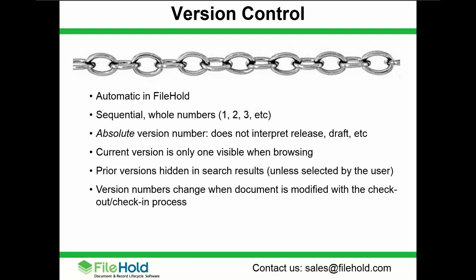The version numbers change when the document is modified through the check-in, check-out process, or check-out, check-in, however you want to say it. And again, that's the only thing that ticks those numbers up. So it doesn't matter what's being done to the document, whether it's been opened, whether the metadata has been modified. We're talking about when the document itself, the core content, has been changed. That's when we go up to the next number in the system.